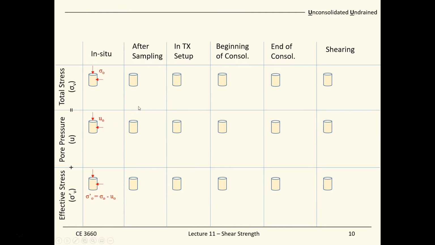Then we start to sample these soil specimens. We mobilize drill rigs and then use Shelby tubes to collect the soil samples. When the soil sample is removed to the ground surface, the confining stress provided by the ground that used to be there is now all gone. So the total sample stress becomes zero.